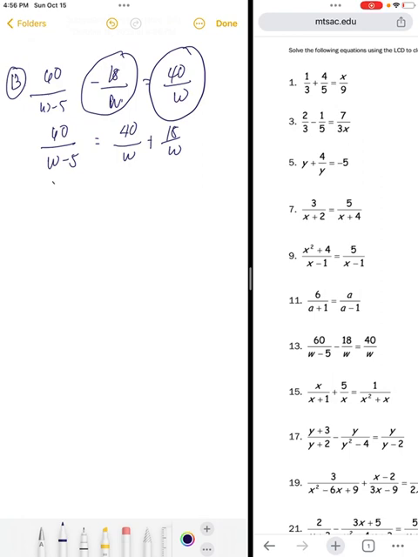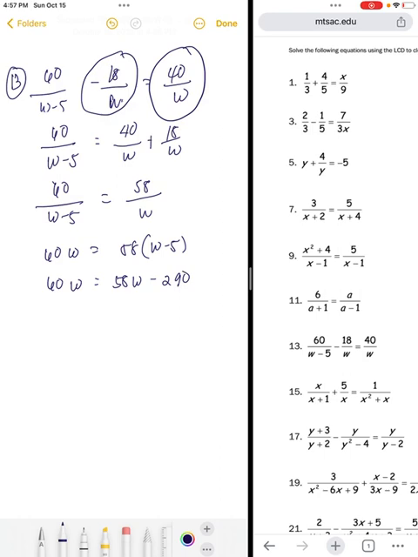So, dito ngayon, 60 over W minus 5 pa rin. Tapos, sa kabila naman, 40 plus 18, so that is 58 over W. Okay? So, ngayon, similar do sa dati natin ginagawa. So, I will have here 60W, tapos 58 multiplied to W minus 5. Okay? So, 60W equals, okay, distribute, 58W minus 58 times 5. So, ilan yun? 8 times 5, 40, 25, 0, 290.